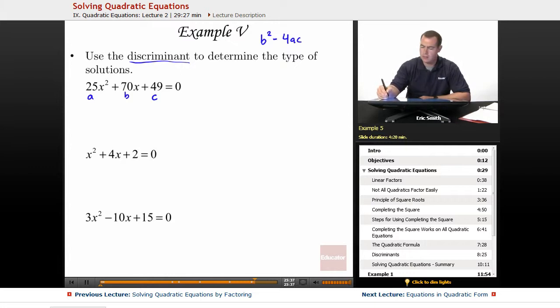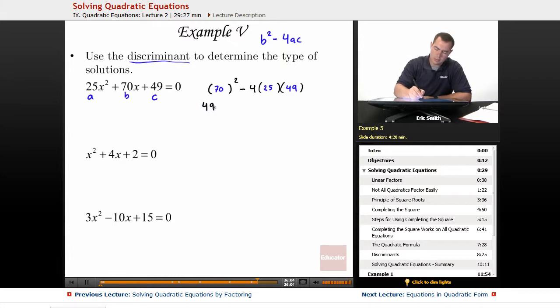So let's first just evaluate what this discriminant would be. So I'll have b squared, which is 70, minus 4 times a times c. Alright, if I look at 70 squared, 7 times 7 is 49. I have some zeros in there. And then 4 times 25 would be 100. 100 times 49, 49. And so what I'm getting for this first discriminant is that it's all equal to 0.